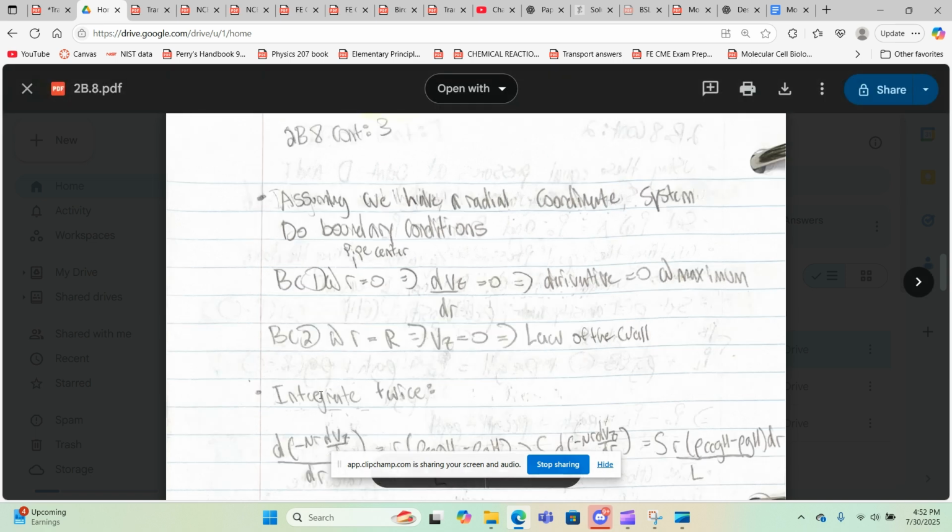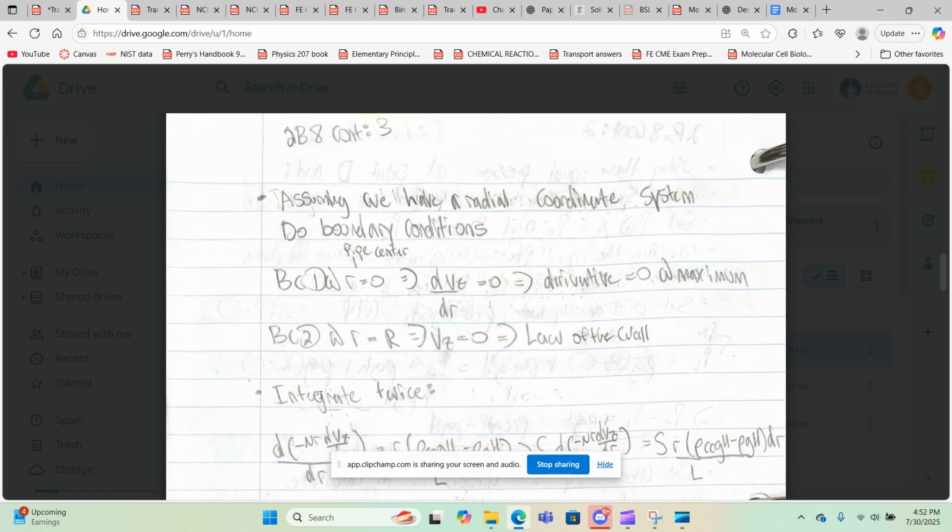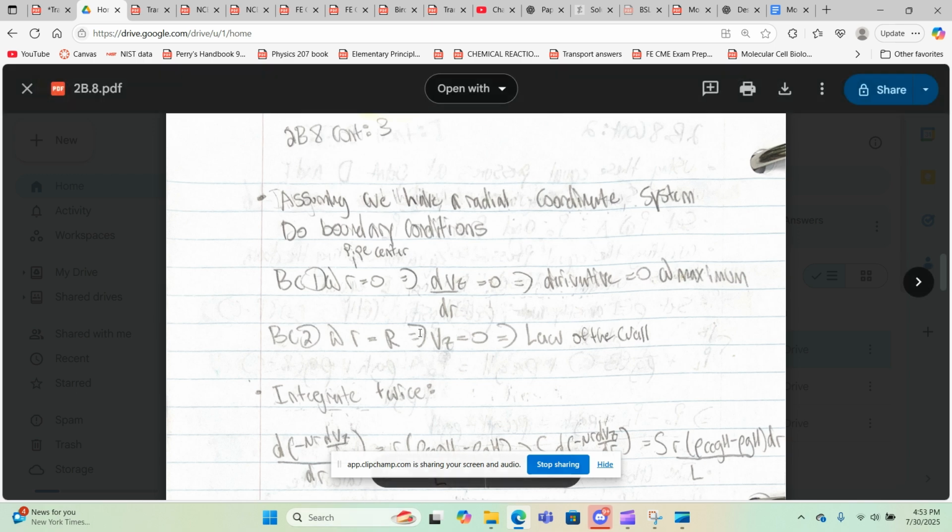All right, so the second boundary condition at r equals big R, the velocity is going to be 0, and that's the law of the wall boundary condition. That is because we're assuming static friction at the wall. So as long as the liquid is laminar, we're assuming complete static friction at the wall. So the water at the wall is completely stopped, and it moves at the same speed as the wall. So that's why velocity is 0 at the wall.